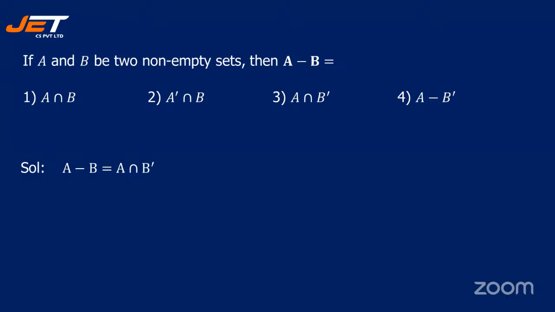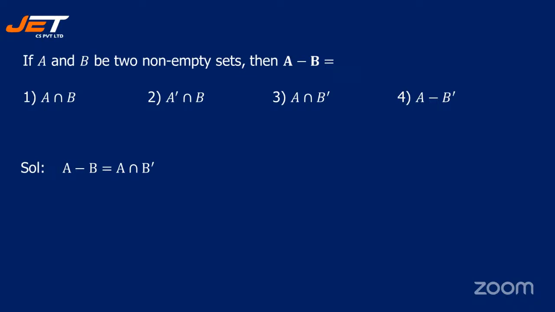Next question. If A and B are two non-empty sets, then what is A minus B? It is A intersection B dash (B complement). These are all formulas, students, so if you do not know, please note them down in your notebook. That is why whenever the class starts, you should be ready with your notebook, pen and pencil. So A minus B is nothing but A intersection B dash.